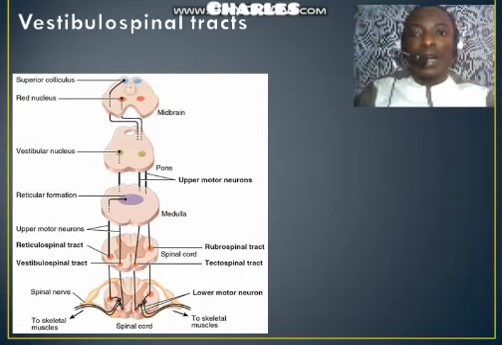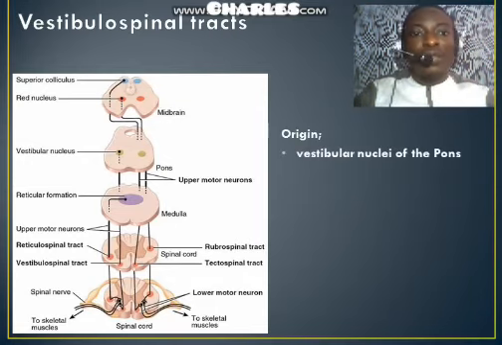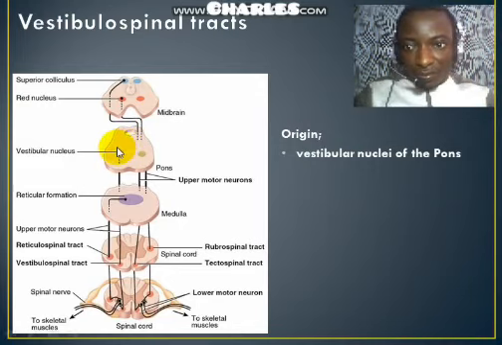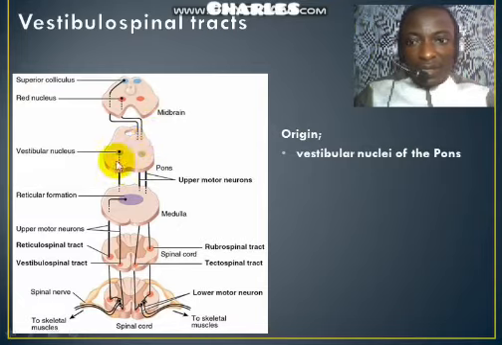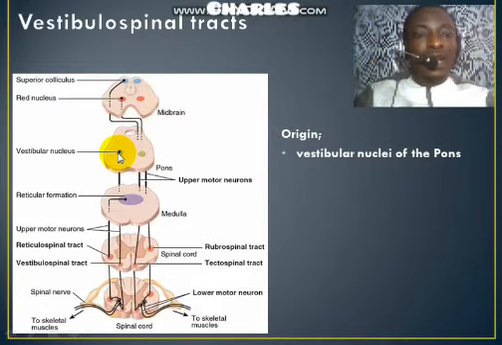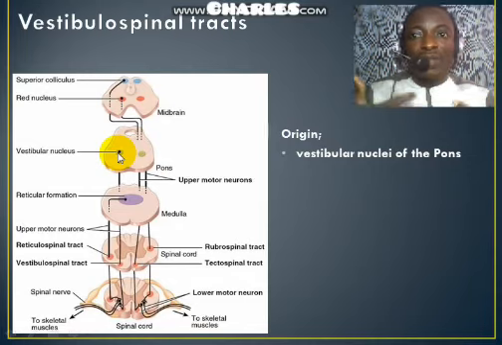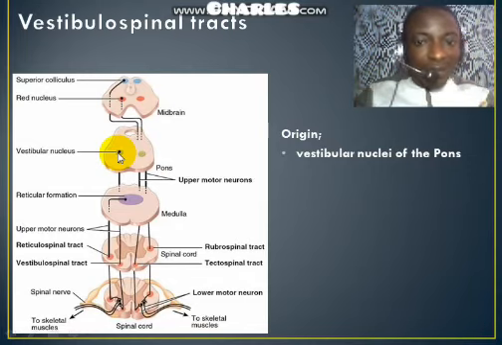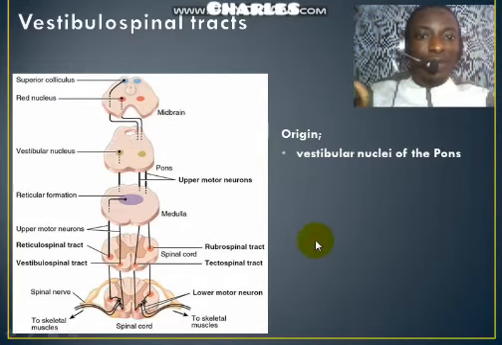The vestibulospinal tract originates from the vestibular nuclei of the pons. This is the vestibular nucleus, and this is the pons. So it's taking its origin from the vestibular nucleus, and that is where it derives its name from, vestibulospinal tract, because it originates from the vestibular nucleus and descends down to the spinal cord where it terminates.